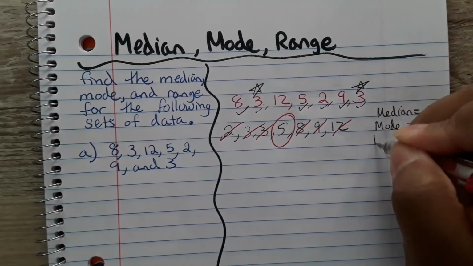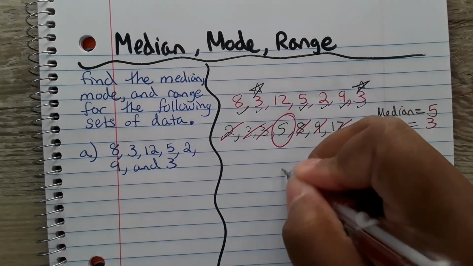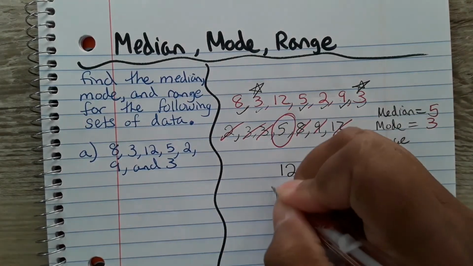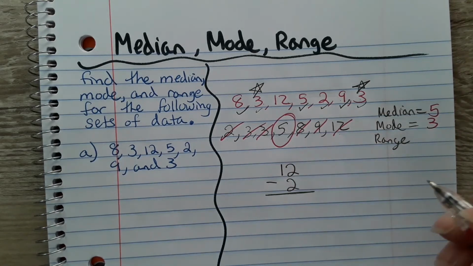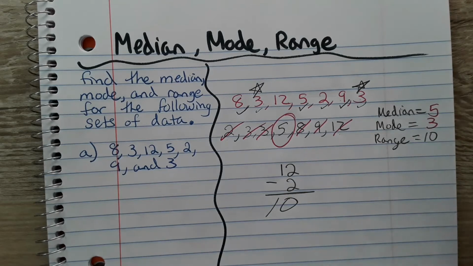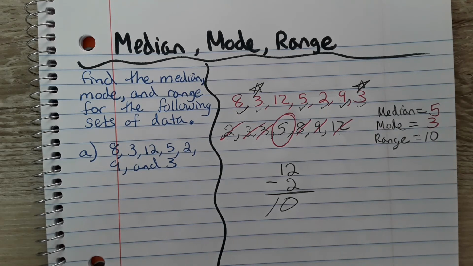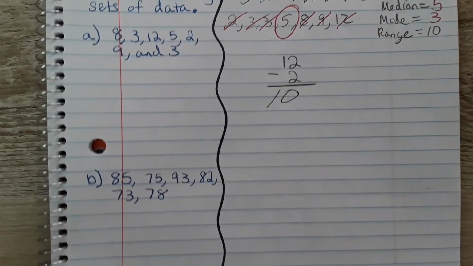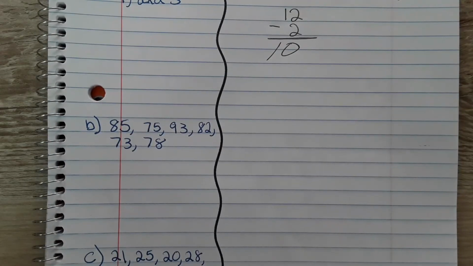And now I need my range. And to find range, I take my biggest number, which is 12, subtract. So find the difference between that and 2. 12 minus 2 is 10, so my range is 10. Easy peasy, lemon squeezy. All right, let's try the next one. Again, pause it, try it yourself, then come and check.